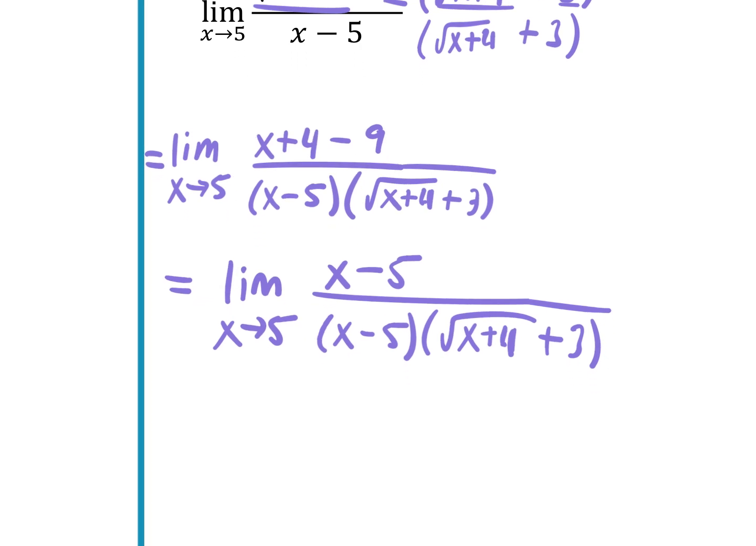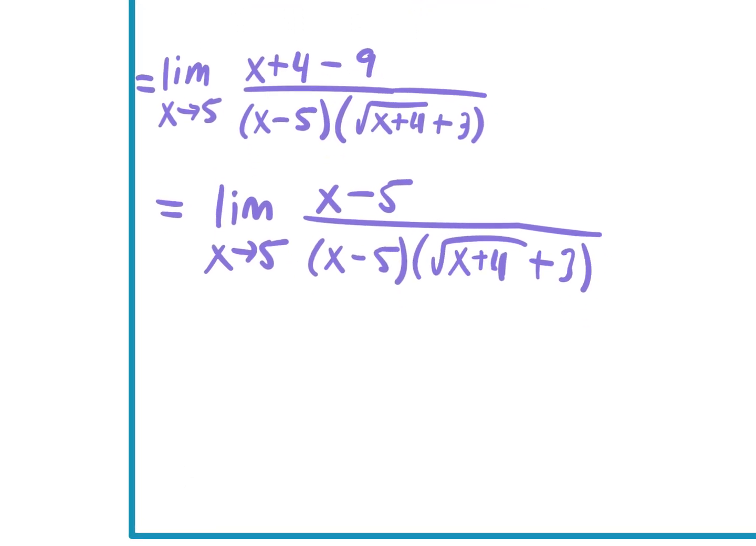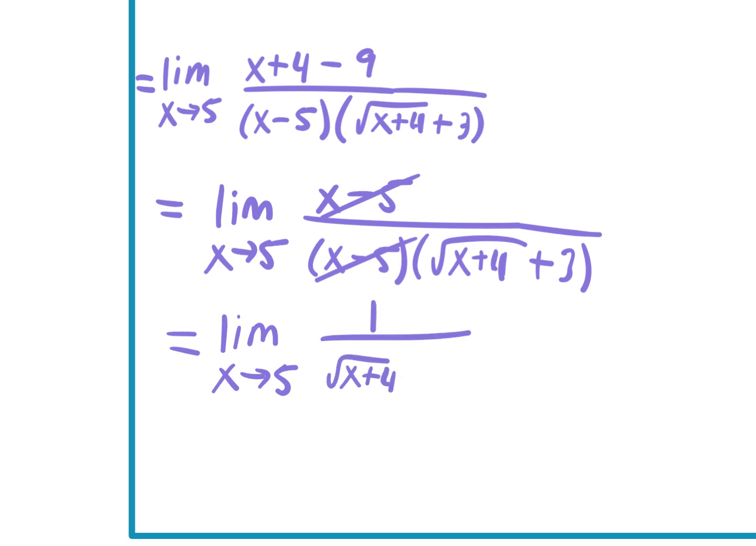All right, and then you can see that the x minus 5 cancels. All right, you guys agree? Nice. So we can cancel these out. Again, you still need to write that limit notation. We haven't plugged anything in yet. So this is going to be the limit as x approaches 5 of 1 over the square root of x plus 4 plus 3.